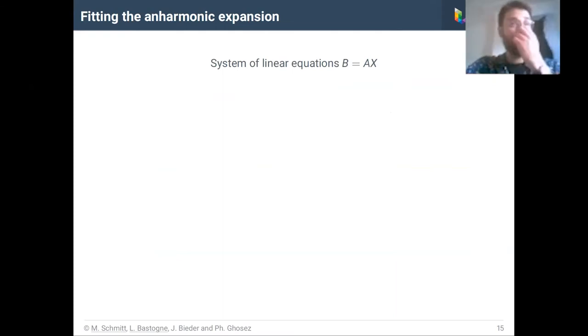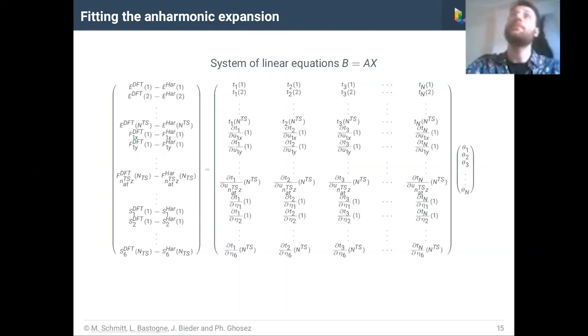What we get is basically a system of linear equations, so B equals AX. In the B vector, we have the difference between DFT minus harmonic, so it's just the anharmonic DFT part. On the other side, we have the evaluation of the coefficients at each training set structure times its coefficients. So in the A matrix on the right-hand side, the rows are the number of training set configurations, and the columns are the number of terms that we have in the basis.